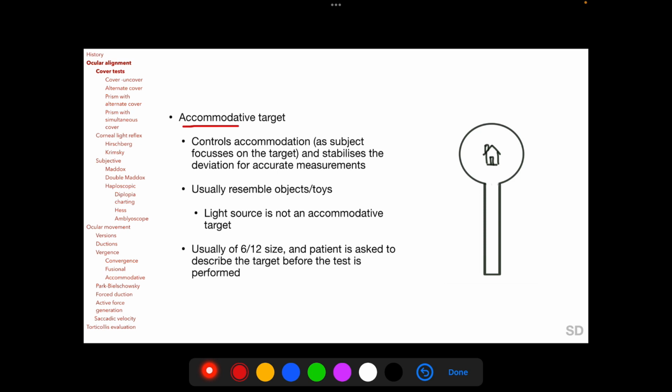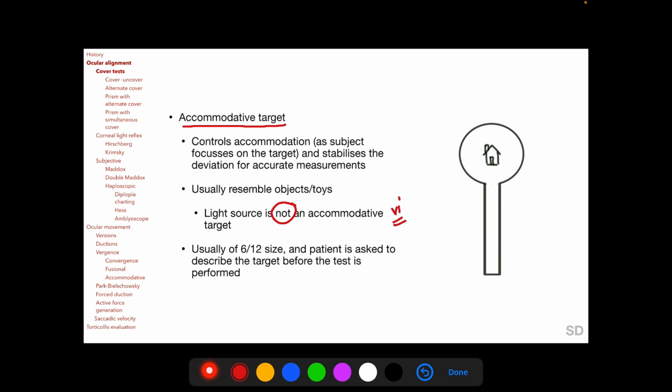The term accommodative target is very important in strabismology. As the subject focuses on the accommodative target, it controls accommodation and thus stabilizes the deviation between the two eyes for accurate measurements of the deviation. An accommodative target usually resembles an object or a toy, as shown here in this diagram. Light source is not an accommodative target, and this is very important to remember.